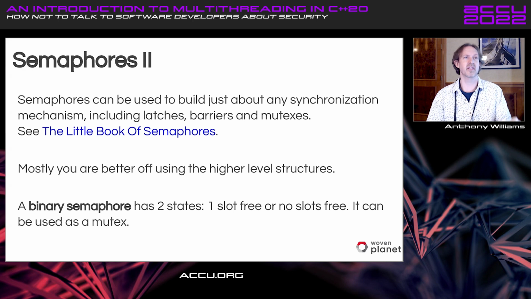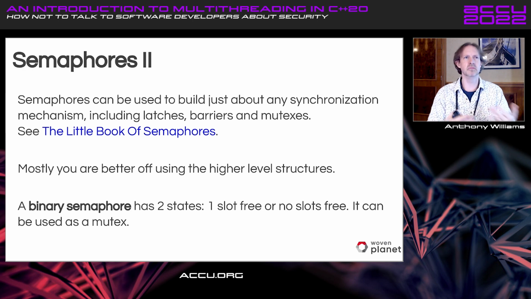You can build just about anything with a semaphore or a combination of semaphores. There's an online free book, The Little Book of Semaphores, which is actually not so little, it's a few hundred pages, that tells you how to do just about everything with semaphores, including mutexes, condition variables, cancellation, everything. If it's a multi-threaded synchronization primitive, you can build it with a semaphore if you must. They are a low-level building block. But mostly, you're better off using the higher-level structures that your library already provides, rather than building your own with semaphores.